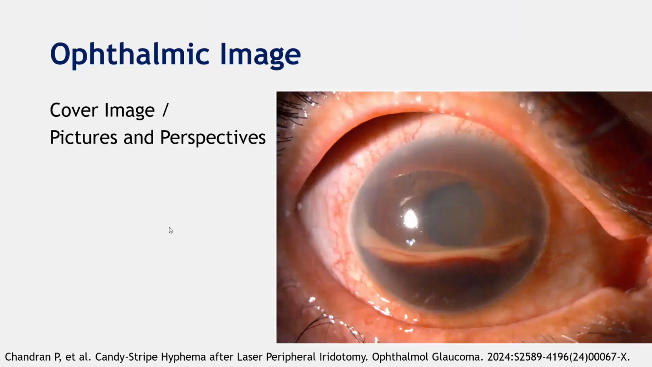So this is a patient with candy stripe hyphema. We see light colored RBCs, which are lighter, floating on top of the fresh RBCs, which are denser.